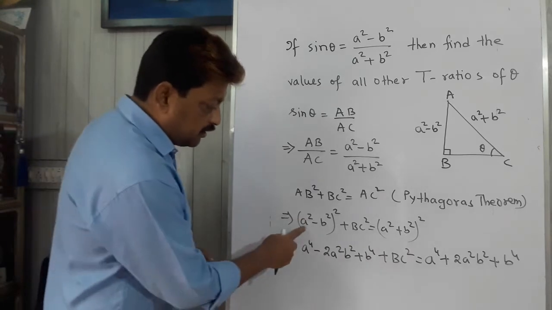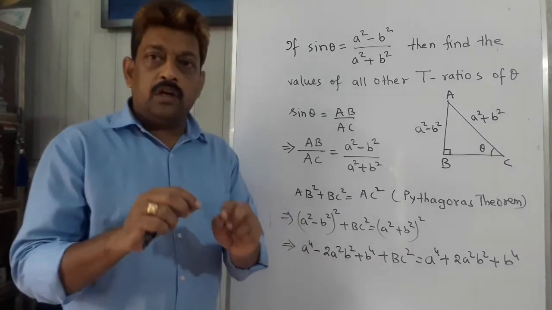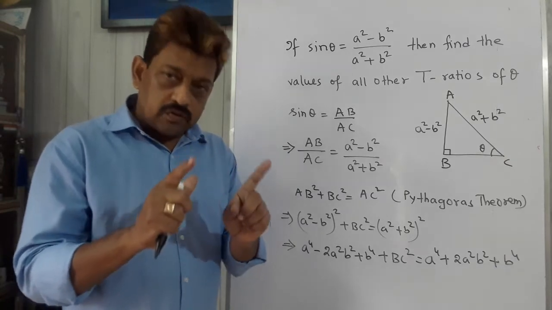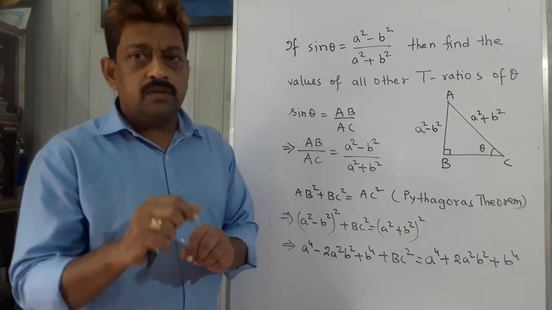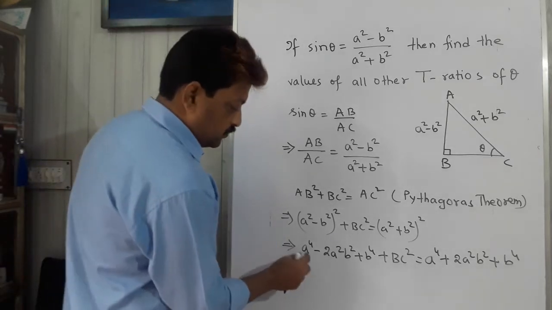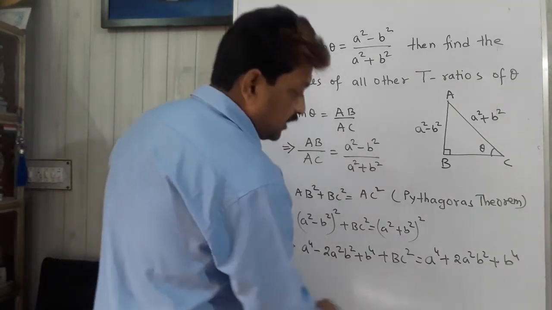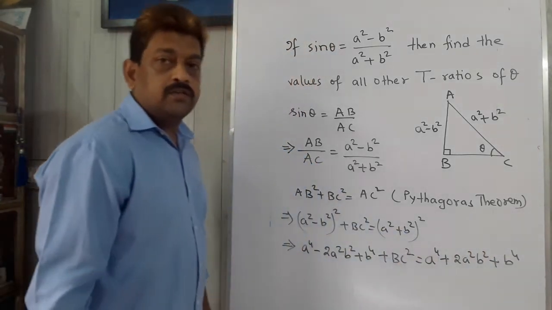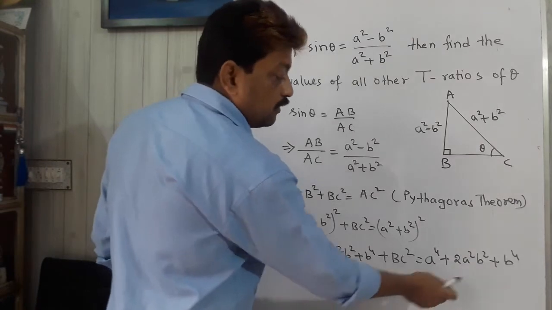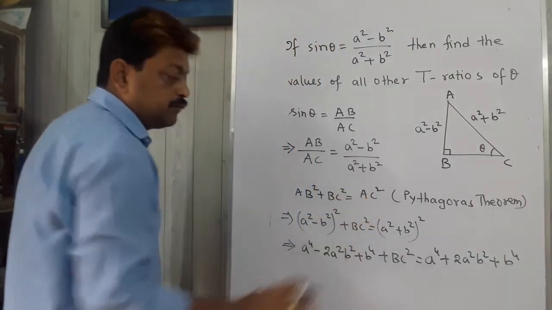But inside the bracket is already a square. So that is why the formula will change a little bit. It will be (a square) whole square minus 2a square b square plus (b square) whole square. So that is why a to the power 4 and b to the power 4 are coming in the left hand side. Similarly, in the right hand side also, it is a to the power 4 and b to the power 4. Okay, now this a to the power 4 and b to the power 4 will be cancelled.